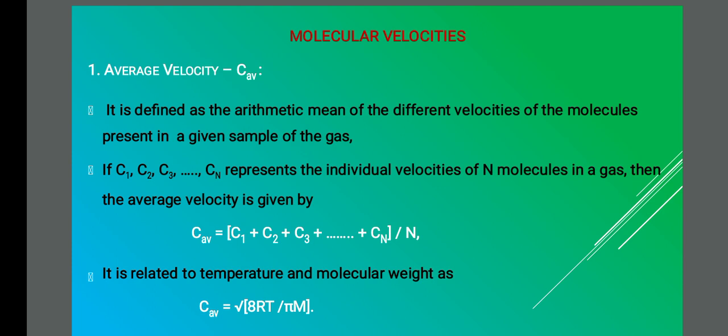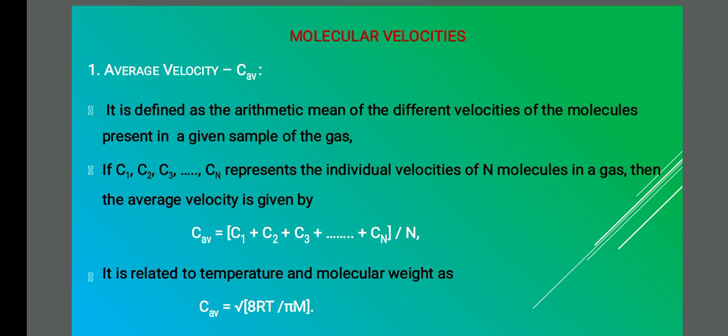If C1, C2, C3 are the different velocities, and there are n molecules in the gas, then the average velocity C average is equal to C1 plus C2 plus C3 up to Cn divided by n. It is related to temperature and molecular weight, given by C average equal to square root of 8RT divided by pi M. That is the formula for average velocity.